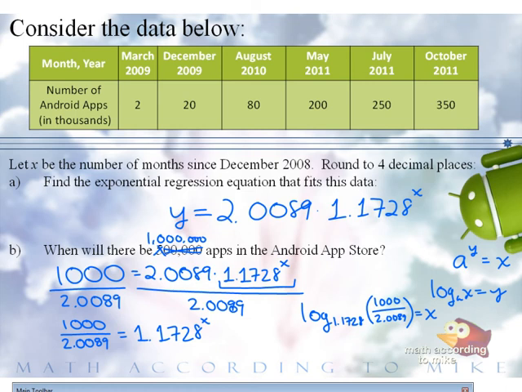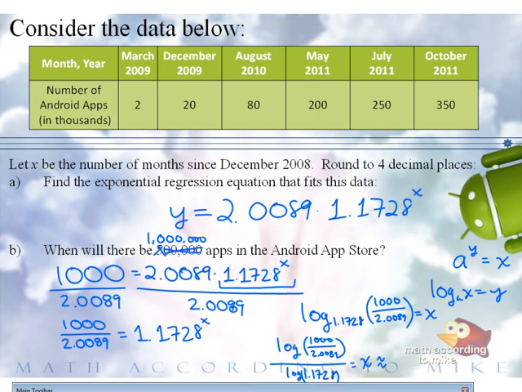If only there was a rule for that. The change of base rule. So we can rewrite this as the log of 1,000 over 2.0089 divided by the log of 1.1728. Now when you put this in your calculator, be sure to close off the parenthesis after the 2.0089. And remember, X is the number of months after December 2008.